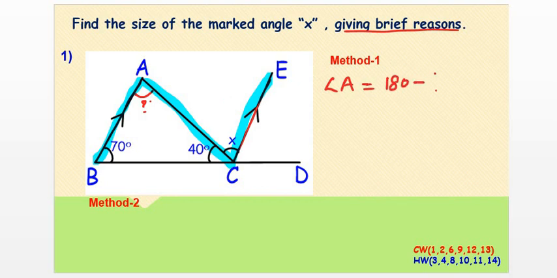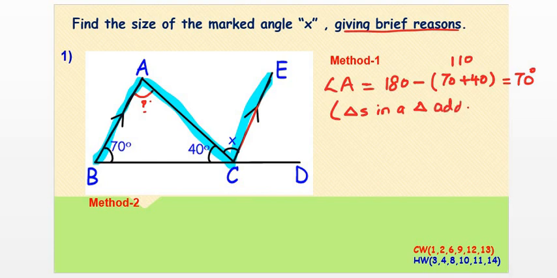So we can say 180 minus 70 and 40 will be added. What is the answer for 70 and 40? It is 110. So finally it is 70 degrees. So what is the reason? Angles in a triangle add up to 180. This is the reason, right?